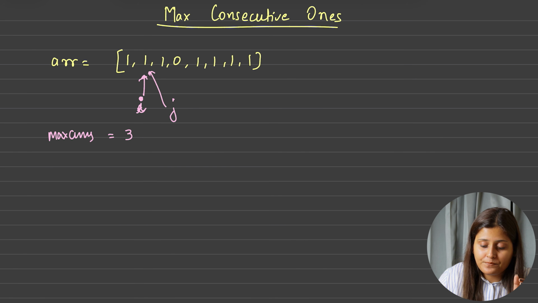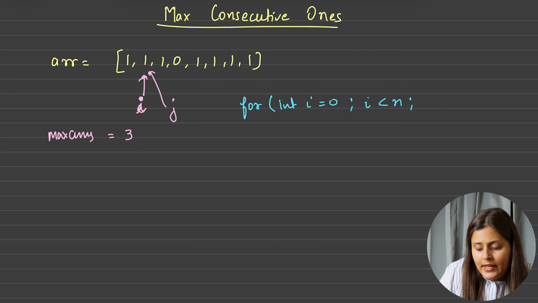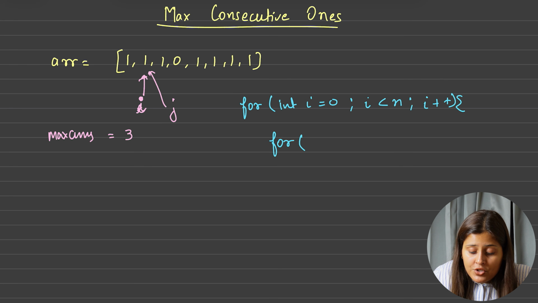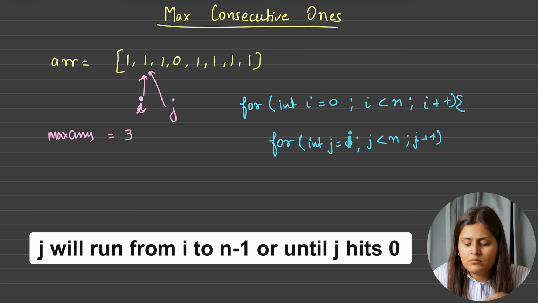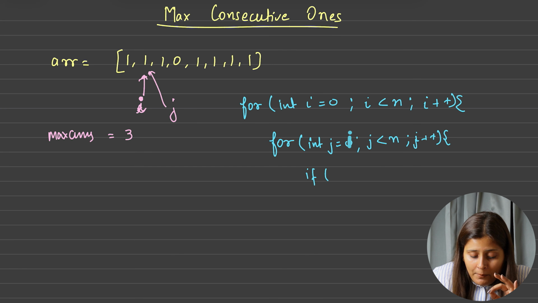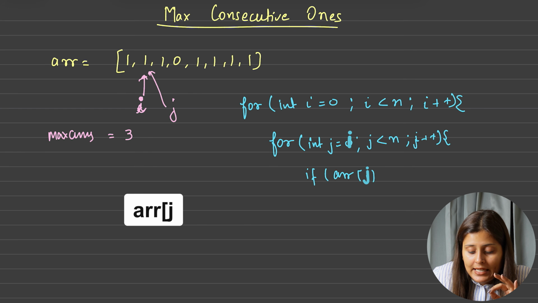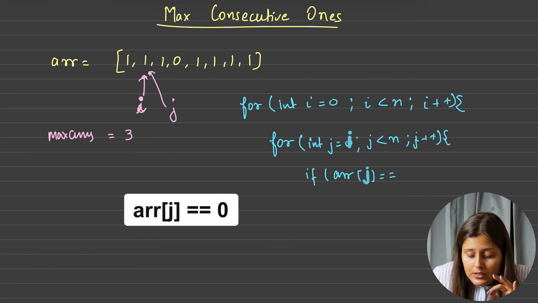So how will your brute force code look? Let's see. You are saying I will start my for loop with I equal to 0, I less than n, and I plus plus. Correct. Now you will start your j loop: int j equal to 0, j less than n, j plus plus. Or you can consider this inside a while loop also. Okay. Now I am saying if my array of I is equal to 0.